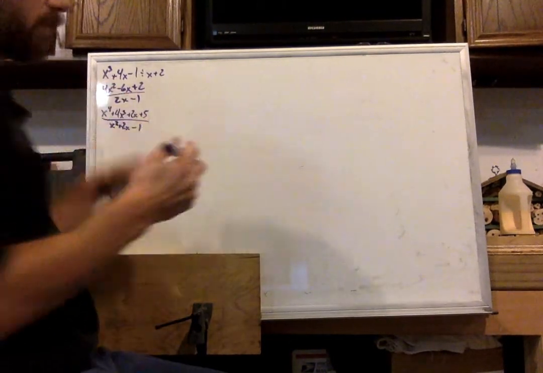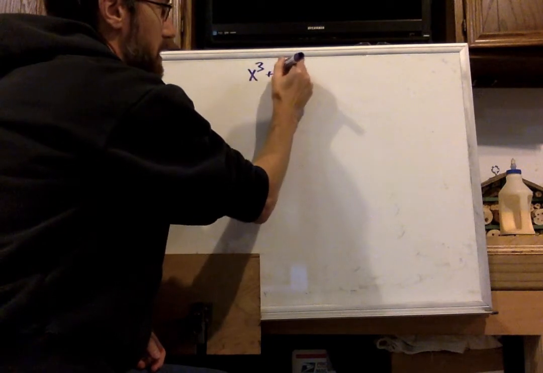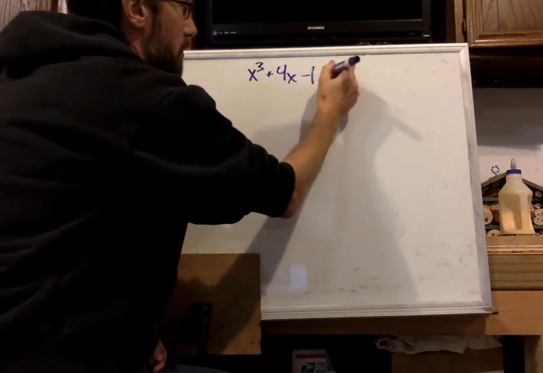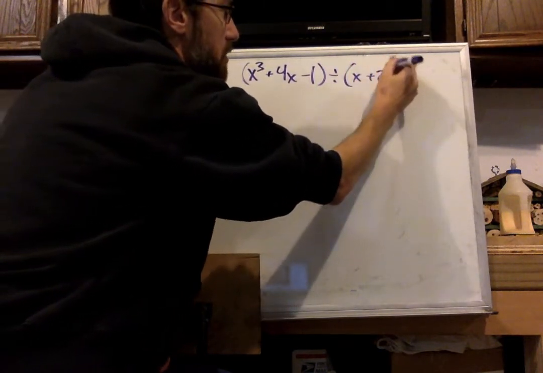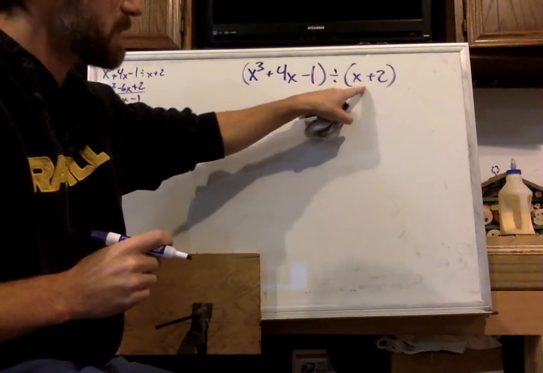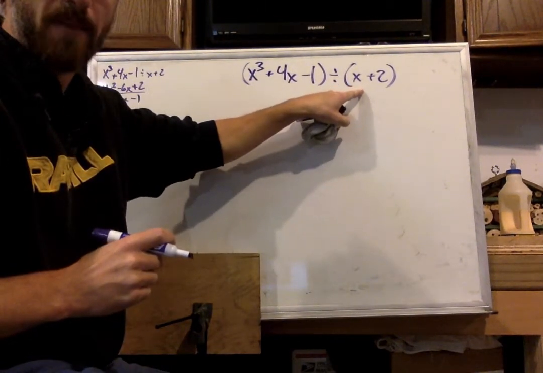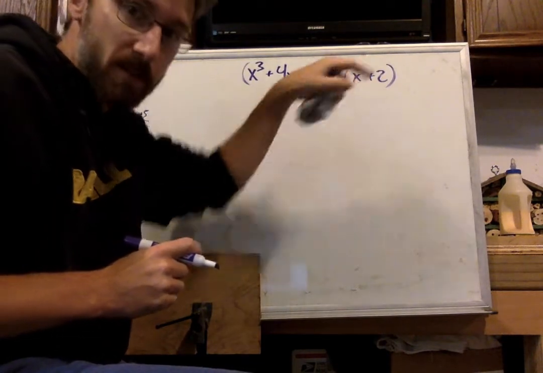So our first one is going to be x cubed plus 4x minus 1 divided by x plus 2. Now, this is a synthetic division one. I can tell because it's just x plus 2. It's a real basic binomial. There's no x squared or anything like that. It's just x plus or minus a number.